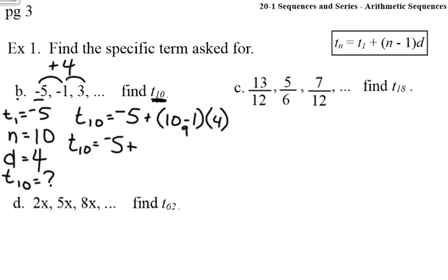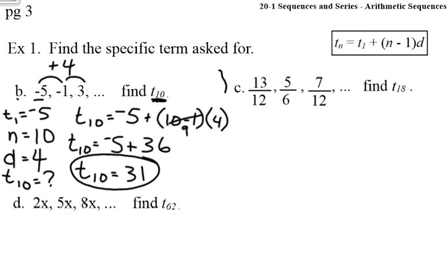-5 plus 10 minus 1 is 9. 9 times 4 is 36. So our 10th term, -5 plus 36, is 31. T10 is 31. Hopefully, that's fairly straightforward. From there, we go to C.